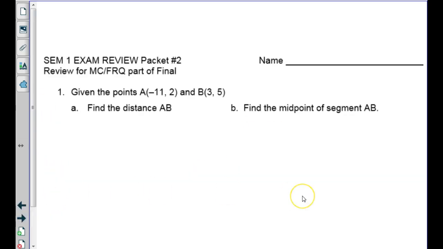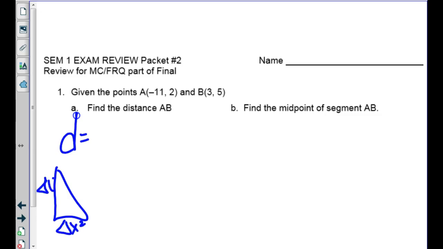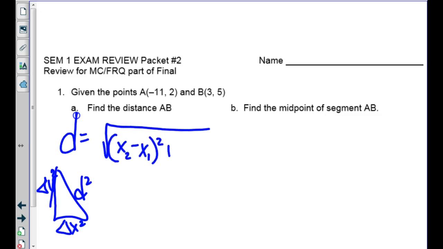All right, I'm going to review distance and midpoint because I don't think you remember. Distance is really Pythagorean theorem, remember? Change in x squared plus change in y squared will give you the distance squared. So it's the square root of the difference in the x's squared plus the difference in the y's squared.